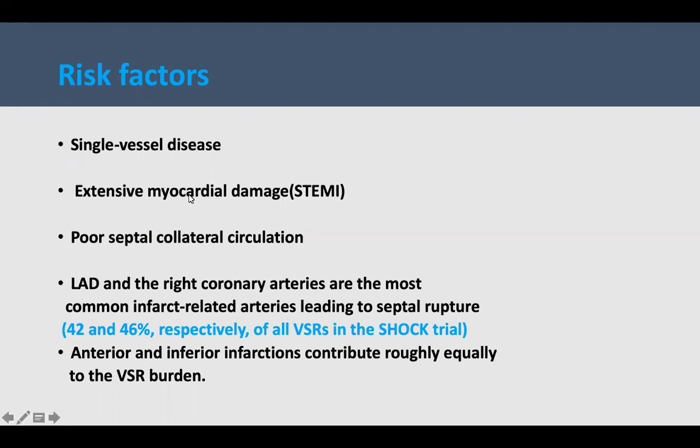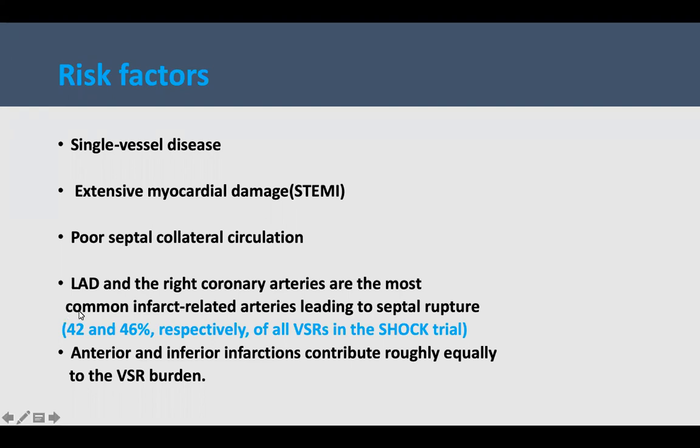Usually the MI is big. It is usually seen, as we have seen the first paper, what we described, it is most common in the STEMI. There's more myocardial damage. You don't have a collateral circulation. If you have collateral circulation, they have less common. That is why if you have chronic ischemic heart disease, they don't develop. So there is a poor septal collateral and they perforate.